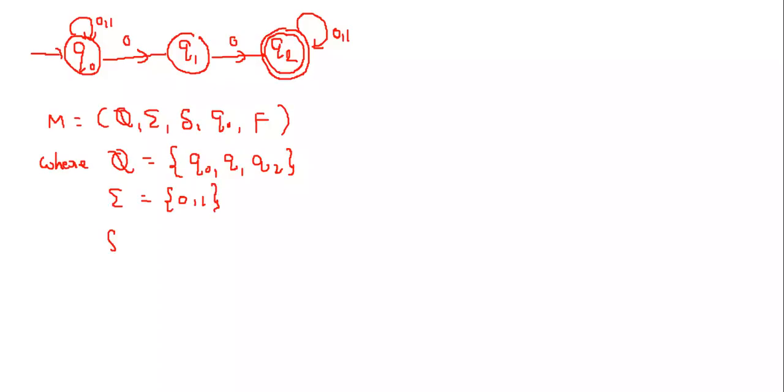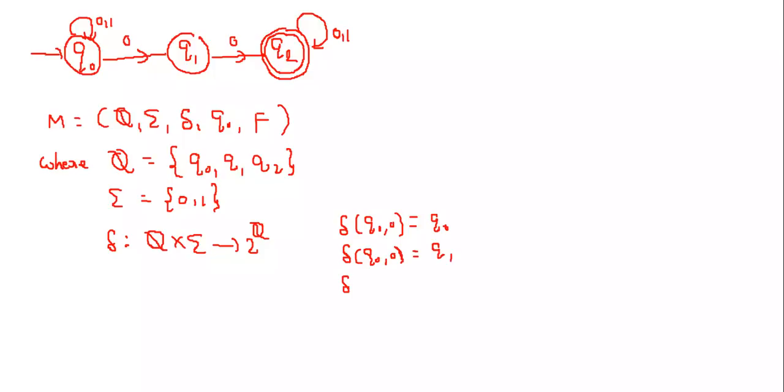What is your delta? Delta is a transition function from Q cross sigma to 2 power Q. So now, what are your transitions? You have to write all your transitions. Delta of Q0 comma 0, you are going to Q0. Similarly, delta of Q0 on 0, you are going to Q1 also. Again, Q0 on 1, you are going to Q0 only.